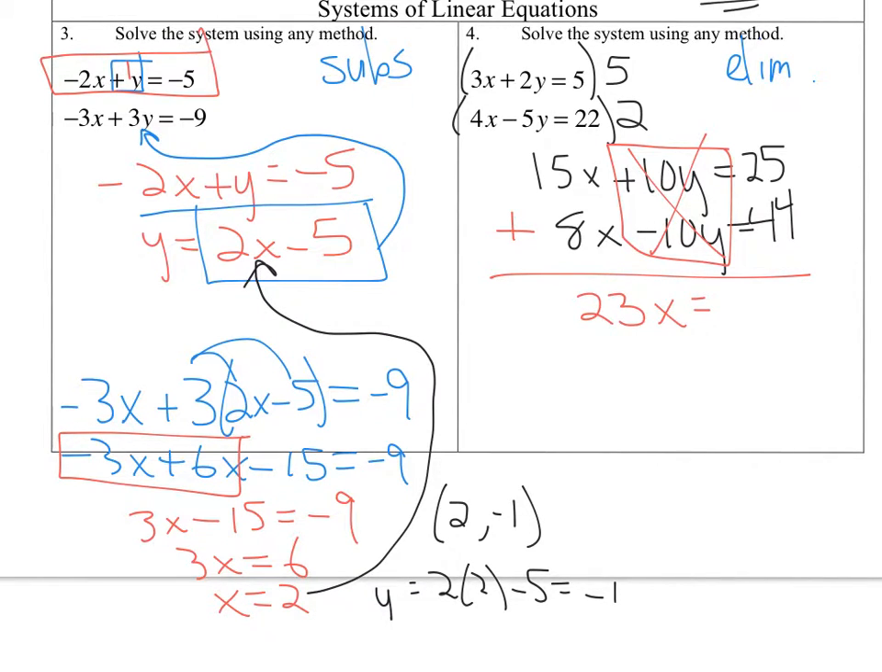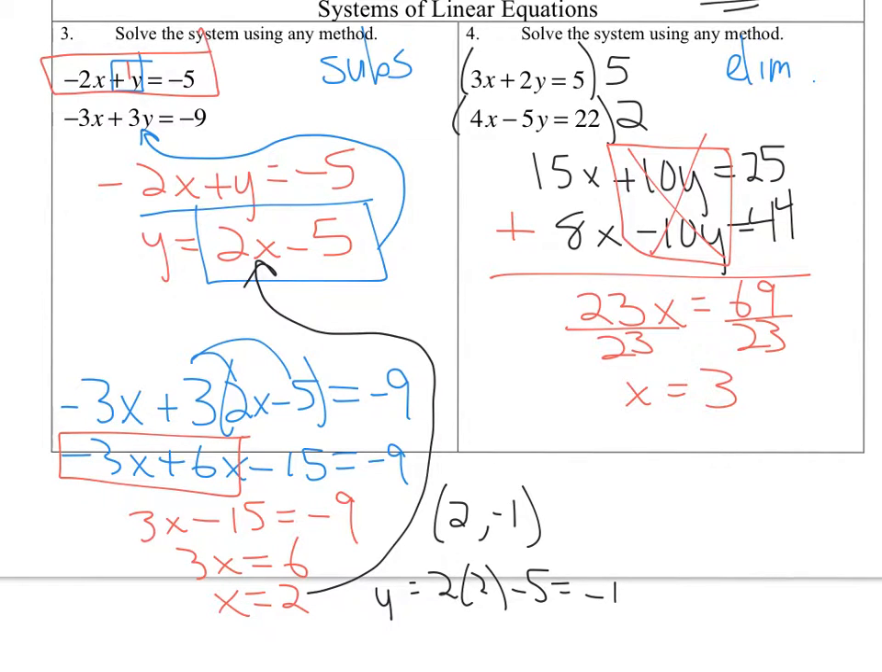25 and 44. And then I divide by 23. So then x is 3. Now I plug it in. It doesn't matter where I plug it in. I could plug it into any of the 4 equations I have above.